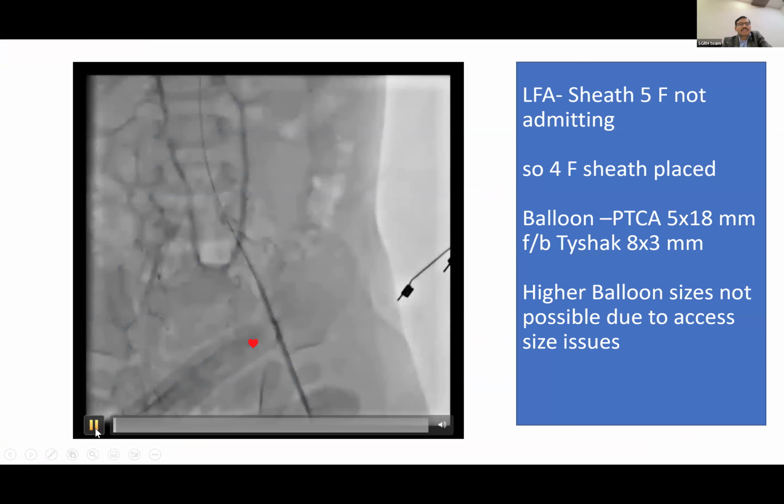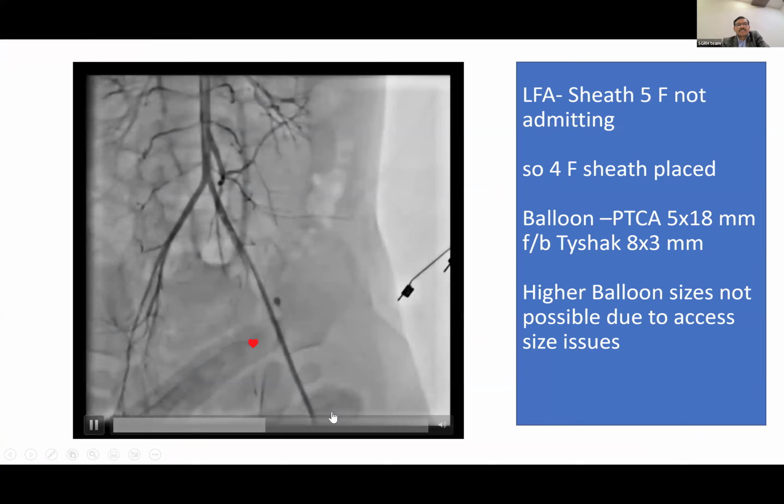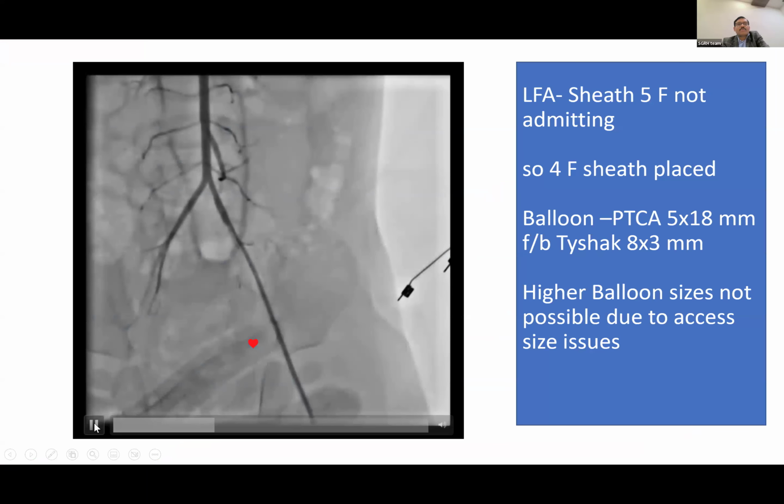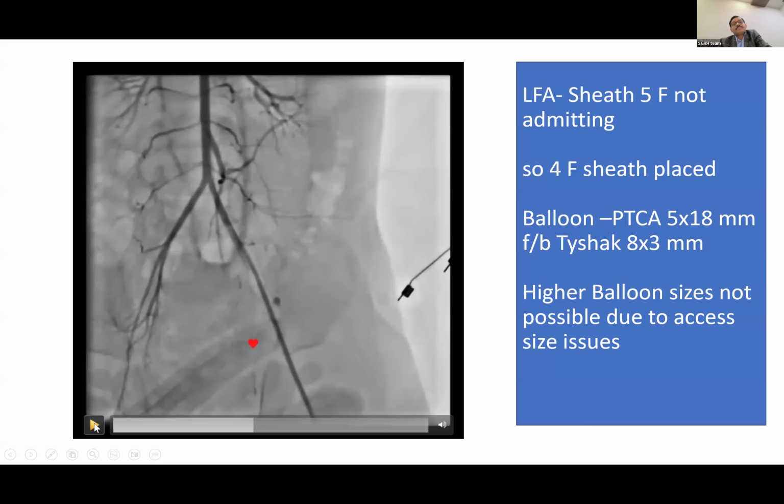Now see this patient's angio. Sheath injection through the artery. And see the size of the femoral arteries in a 2-year-old child. You want to do balloon angioplasty here. What is the size of the femoral artery? 5 French was not going, so we could partially put the 4 French sheath. PTCA balloon with Tyshak was done. I could not go beyond this due to access issues. This could have been prevented if we knew how to preserve the femoral arteries.